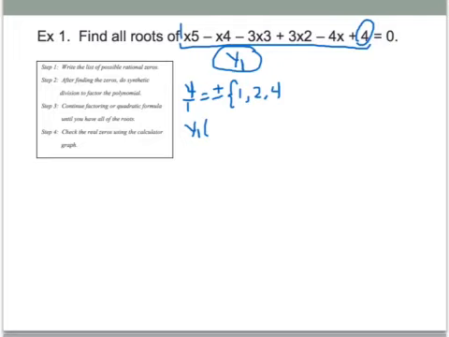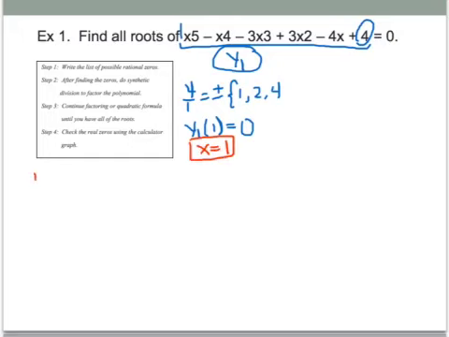Now 1 and negative 1 are the easiest ones to check, so go ahead and do those now. By evaluating for 1, you'll see that we get 0. So what that means is x equals 1, and that's our first answer.